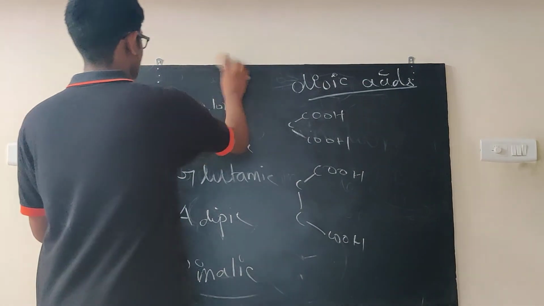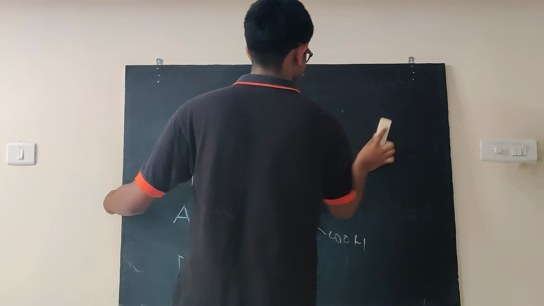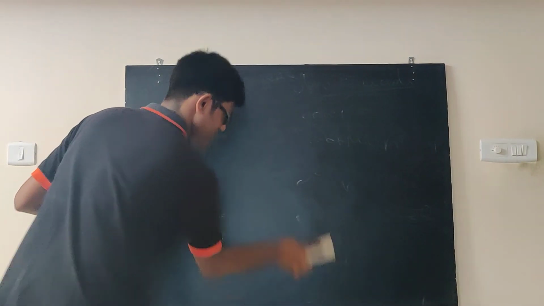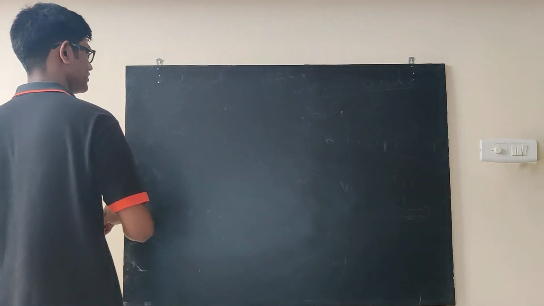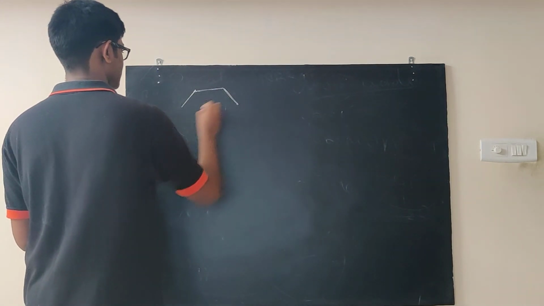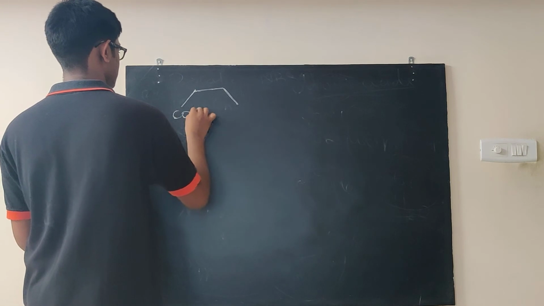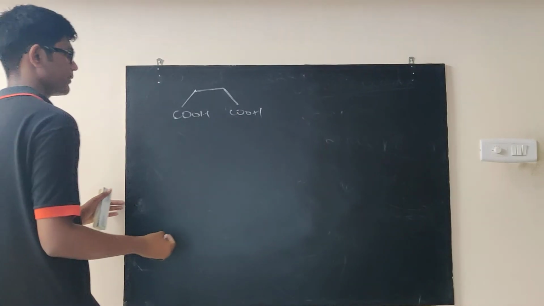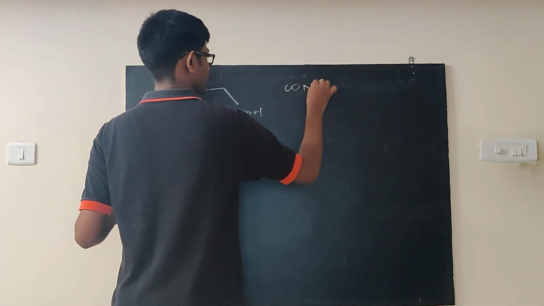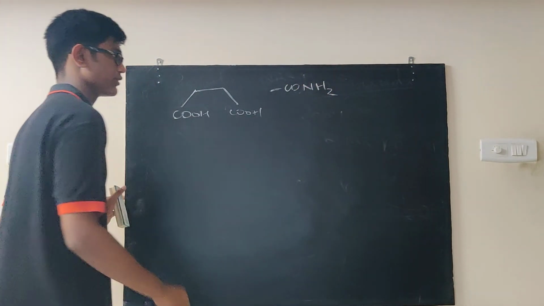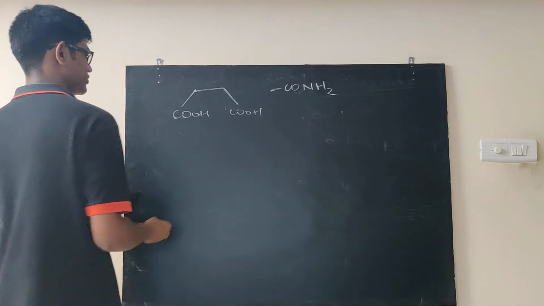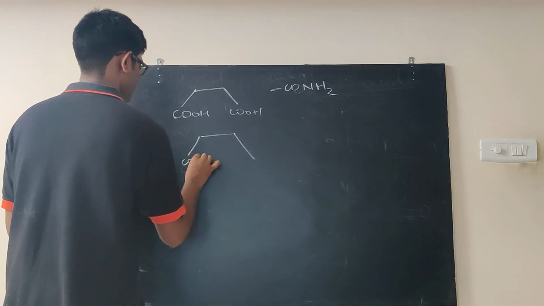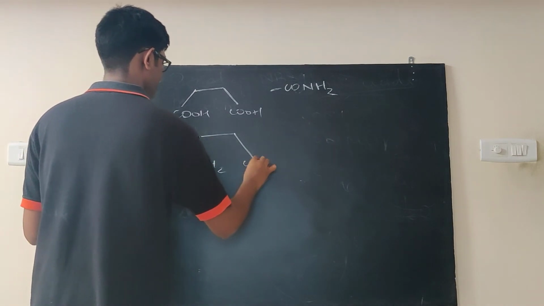So since we had N-bromosuccinamide, right? We gotta decompose that into succinic acid first. So we start with succinic acid, which is something like this. You want to amide this. So basically amide is CONH2. Something which I'll be surprised if you guys knew, but amide is CONH2. So you can convert this to an amide by using some reactions. Anyways, you get CONH2 and CONH2.